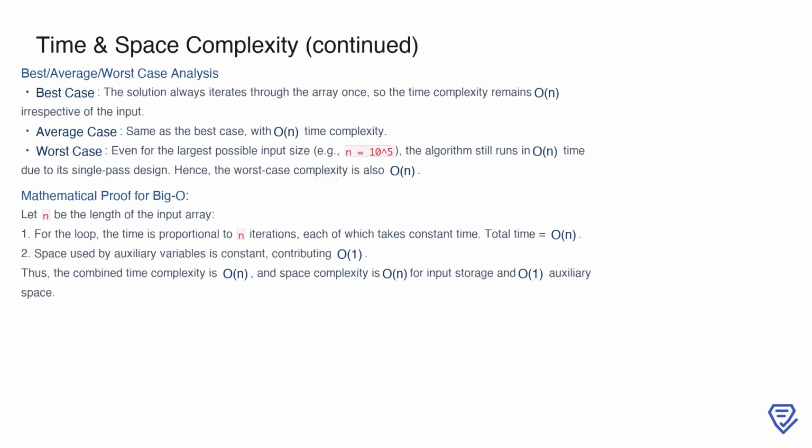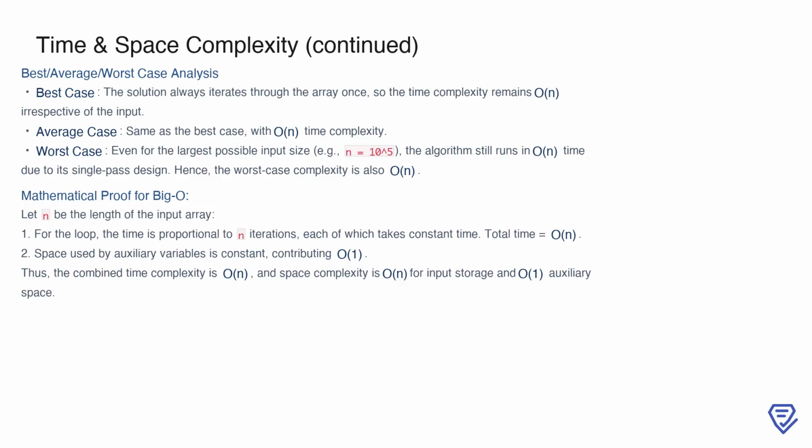Finally, let's break down the best, average, and worst-case scenarios for this solution. Regardless of the input, the algorithm always iterates through the array once, making the time complexity O(n) in all cases. In the best case, where the array may already be close to a zigzag pattern, the algorithm still performs a single pass, resulting in O(n) complexity. Similarly, in the average case, where the input may have a typical distribution of values, the runtime remains O(n). Even in the worst case, such as an array with the maximum size of 10^5 elements, the algorithm efficiently completes its single pass in O(n) time.